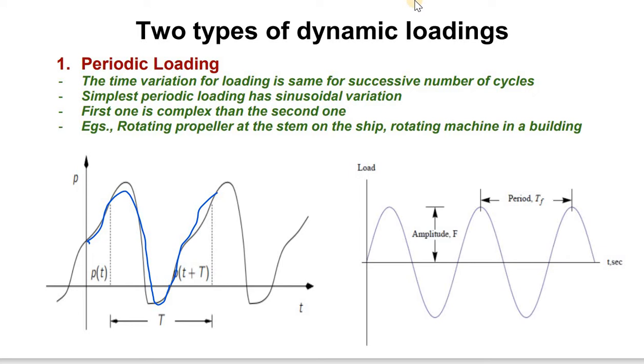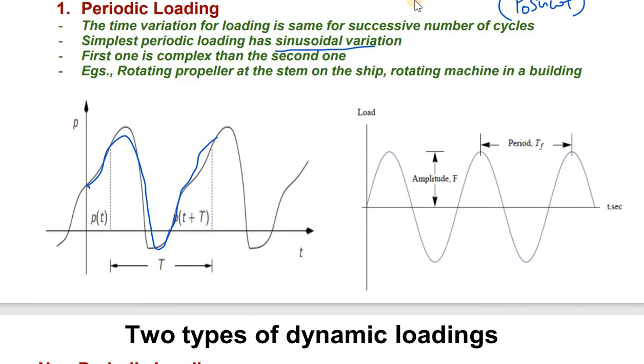The simplest periodic loading is a sinusoidal loading. Sinusoidal means a load which is, for example, P0 sin omega t. This is the simplest type of load, and that loading is given here. Then the first one is more complex than the second one. The rotating propeller of a ship, and a rotating machine in a building, etc., are examples of this type of periodic load.